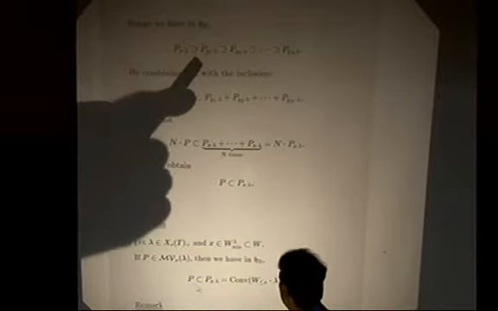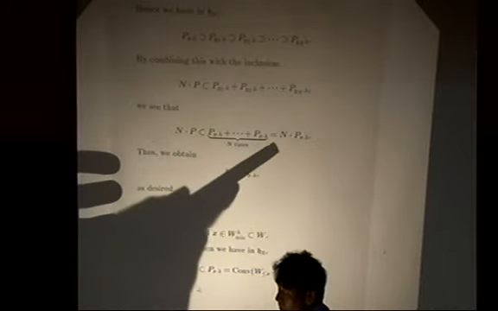Then, of course, from this inequality, x, y1, y2, yn, we obtain the following inclusions: P x dot lambda, P y1 dot lambda, P y2 dot lambda, P yn dot lambda. And by combining this inclusion with this inclusion, we obtain that n dot P is contained in this Minkowski sum, which is equal to n dot P x dot lambda. And then by dividing both sides by n, we obtain this estimate.